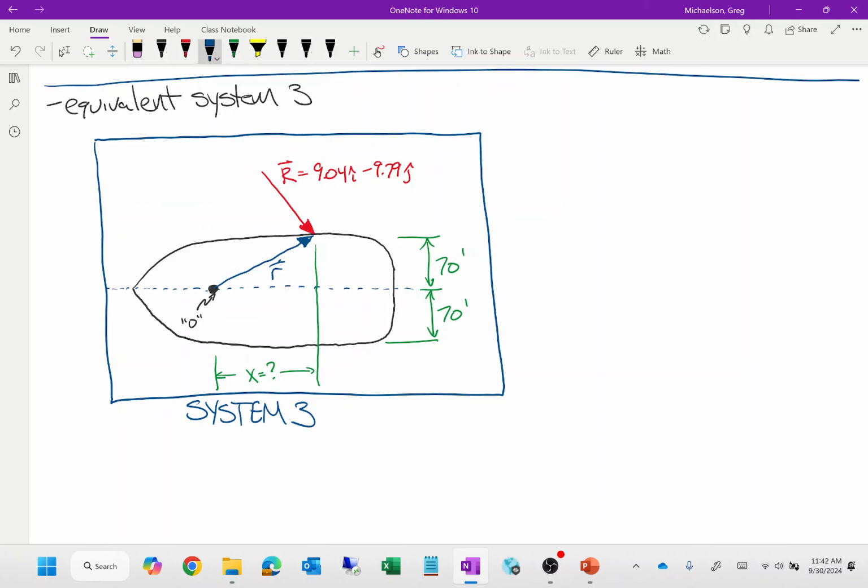So let's describe these. My force vector is 9.04i minus 9.79j, and that is in kips. Somebody describe the R vector. What is the R vector? Like, is the X component positive or negative? Positive. It's going to the right. Is the Y component positive or negative? What is the X component? It's my unknown. What's the Y component? 70.